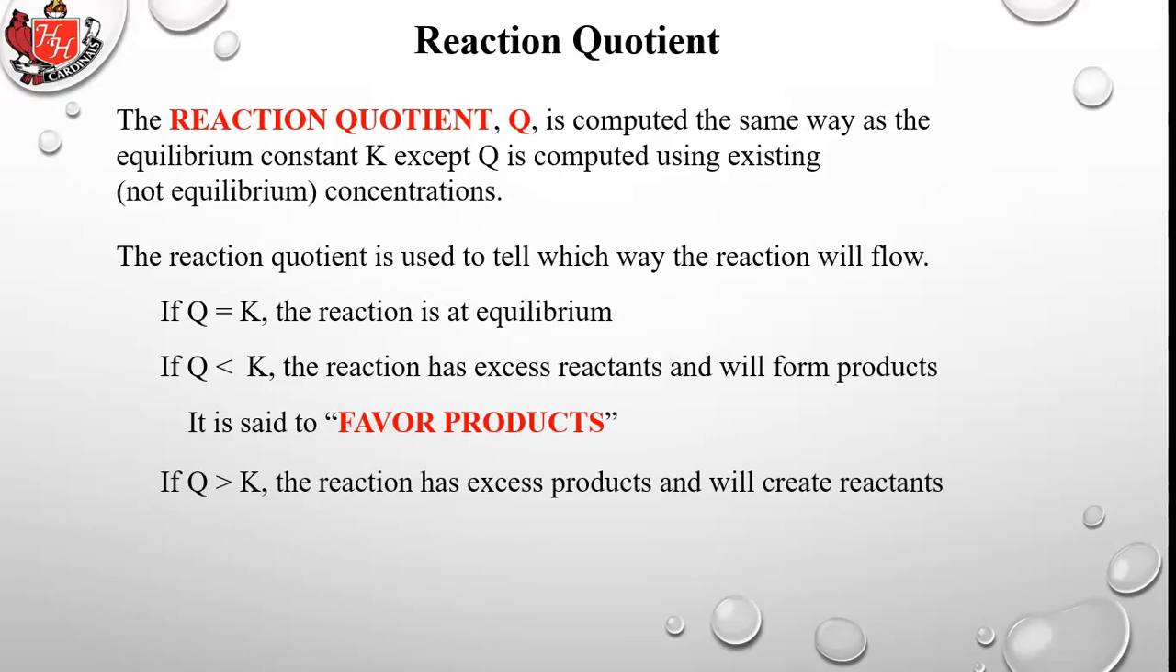If Q is greater than K, then that means the numerator of the law of mass action is too big and the reaction has excess products and will move backwards. It will move in the reverse direction from right to left to create more reactants. And that situation is said to favor reactants.